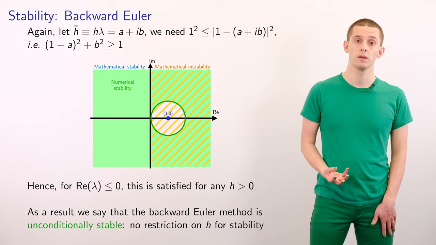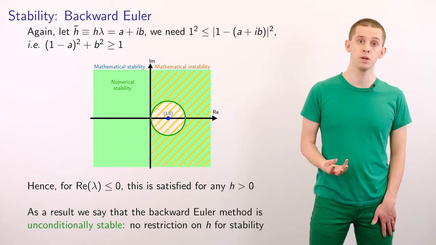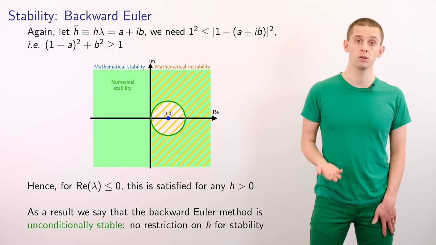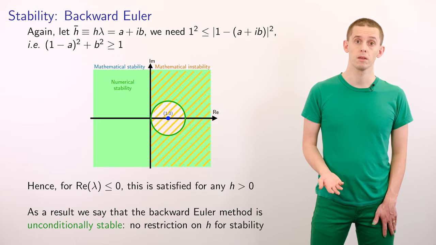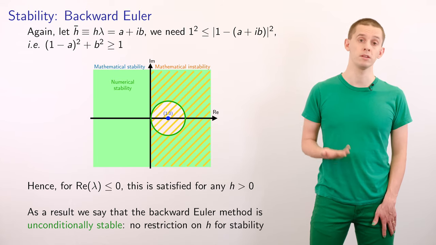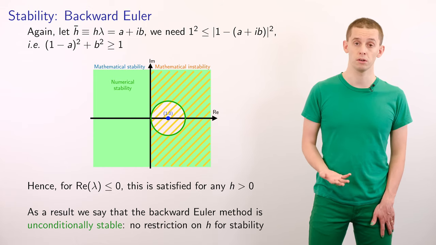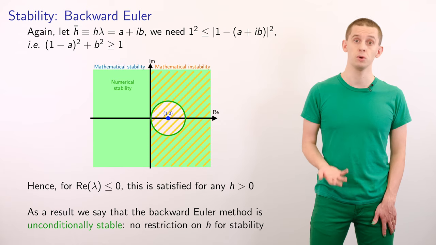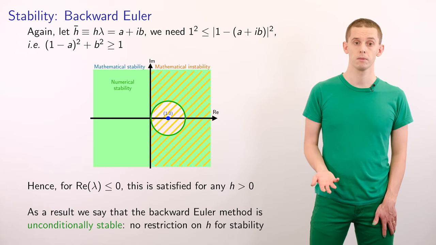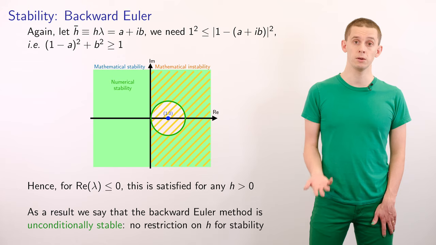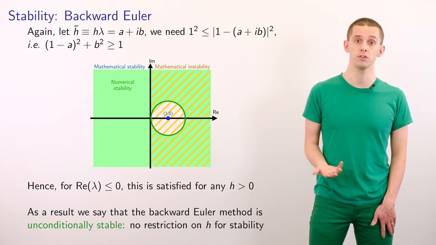And we'll see that this region actually contains the entire left half plane where our mathematical ODE is stable. And therefore, for any lambda where the real part of lambda is less than or equal to 0, we can see that there is actually no restriction on our step size h in order to achieve stability. As a result, we say that backward Euler is unconditionally stable, and we don't have any restrictions on h to achieve stability.